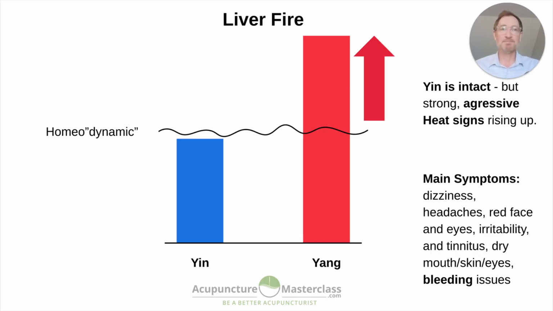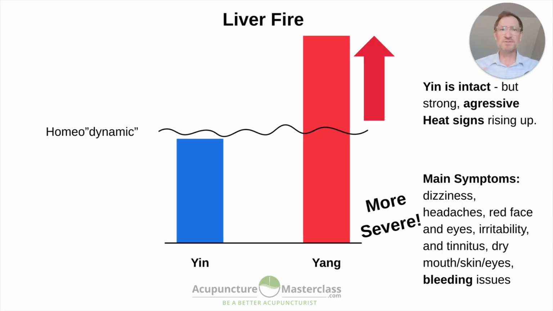You might remember that heat makes blood leave the vessels, so you might see nosebleeds coming from nowhere, or even skin rashes pop up, like red blotchy skin patches, the blood leaving the vessels and creating these skin rashes. So this is just an example of how things can be just more severe with liver fire. All of those symptoms more severe, more uncomfortable, more exaggerated, and that is your liver fire picture.